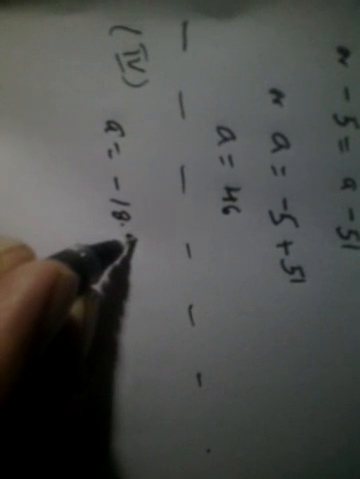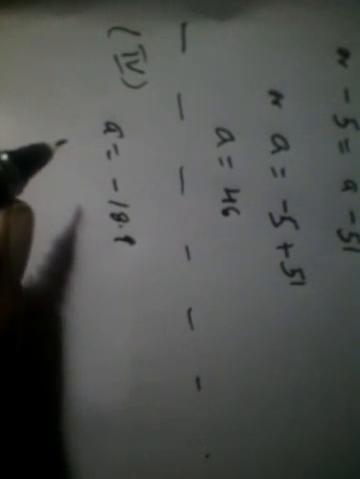So part 4. In part 4, what we have been given: A is equal to minus 18.9, D is equal to 2.5, and we have to find out N, and AN is 3.6.